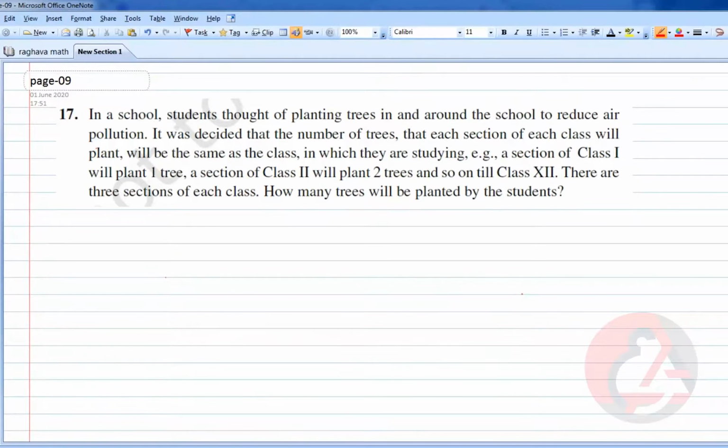So keep it in mind, the first class has 3 sections, the second class has 3 sections, the third class has 3 sections. The first class will plant 1 tree per section, the second class will plant 2 trees per section. So how many trees will be planted by the students? This is the question. Try to understand the question, try to connect. It's actually a very easy question.